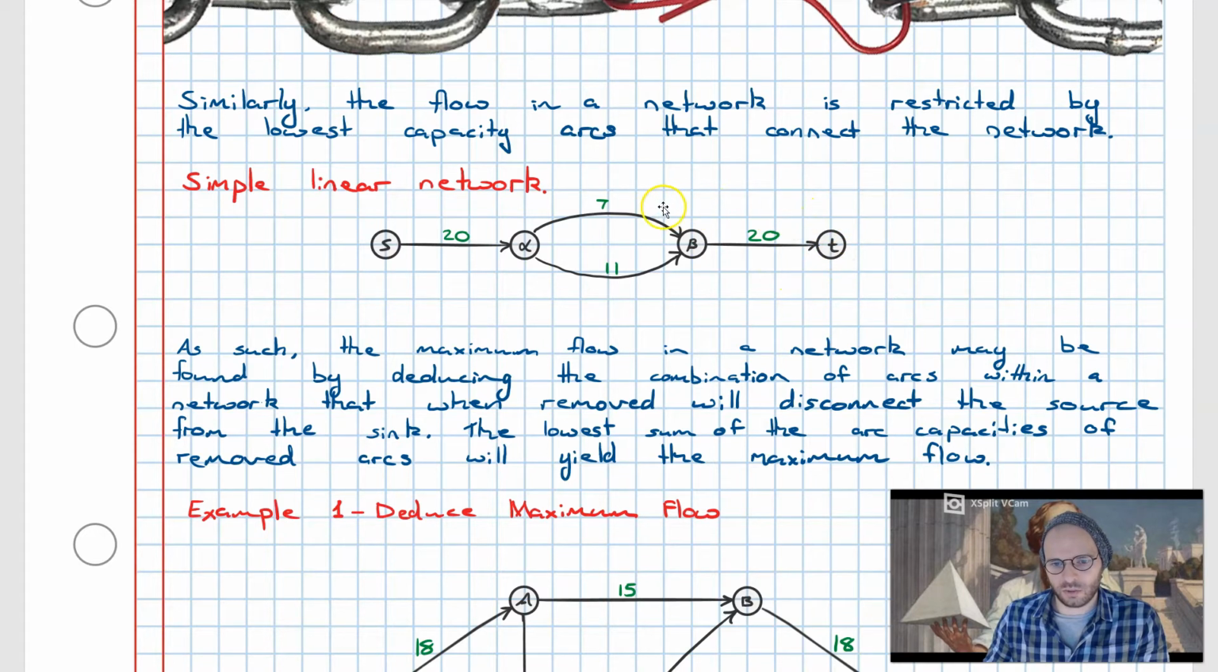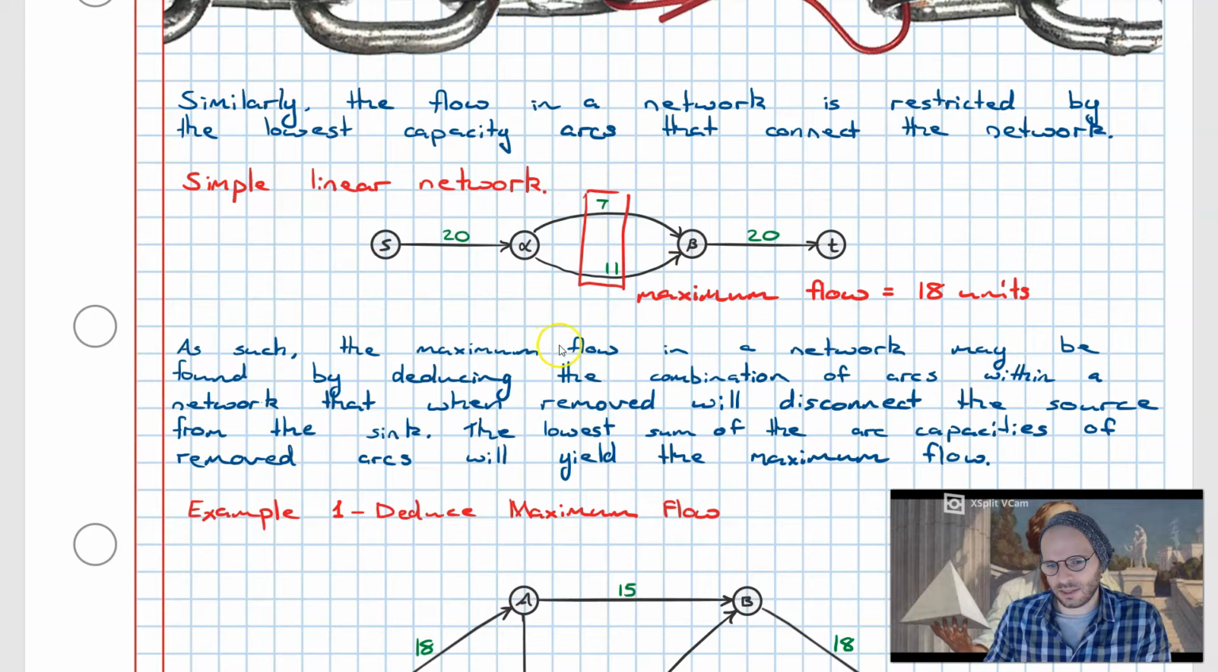Now observing this network, to be able to understand the maximum flow in the network, what we do is we look for the bottleneck or the weakest links. In our case, the 220s, they're not going to be our bottlenecks, but rather these two inner links over here, so the 7 and the 11. So what we're going to find is that the flow within this network here is dictated by the 2 weakest links, or the 2 lowest capacity arcs.